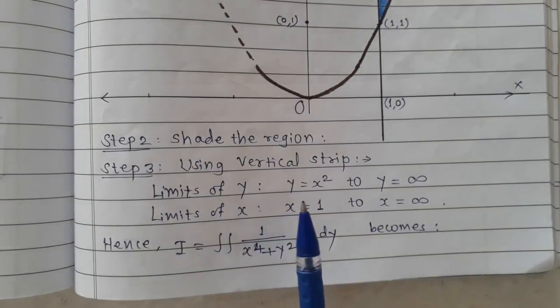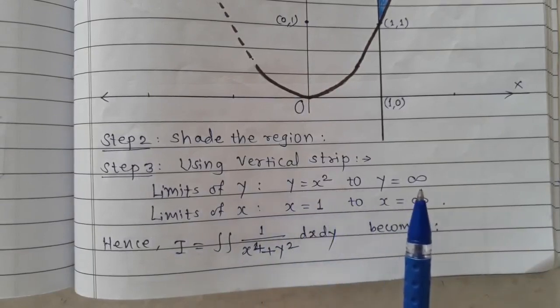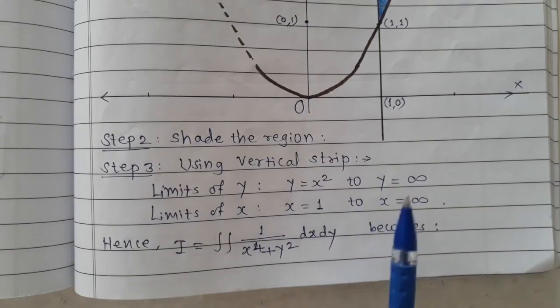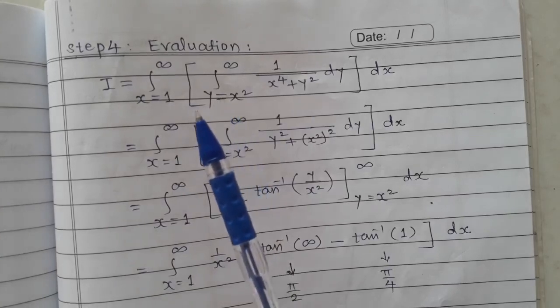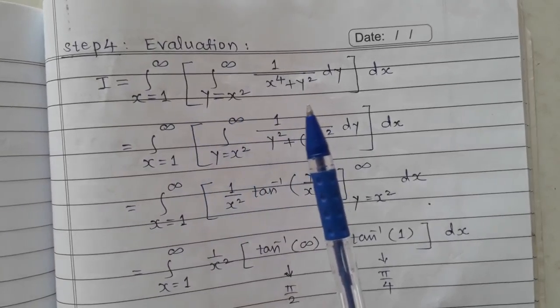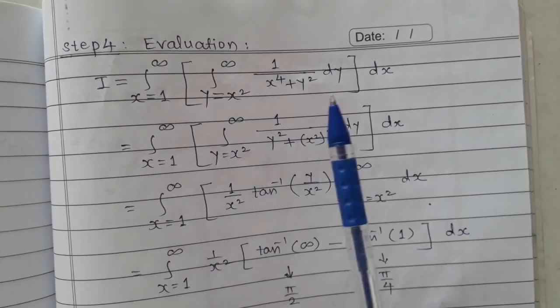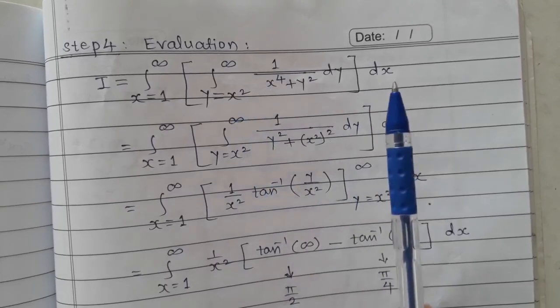So x equal to 1 to x equal to infinity, limits for y are y equal to x square to y equal to infinity. We will apply those limits on the integration given. Now the last step remains for evaluation. X from 1 to infinity, y from x square to infinity. Obviously integration with respect to y first. Integration limits of y are in function form, that's why dx outside.